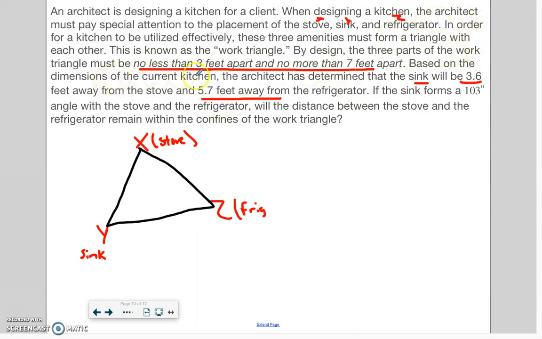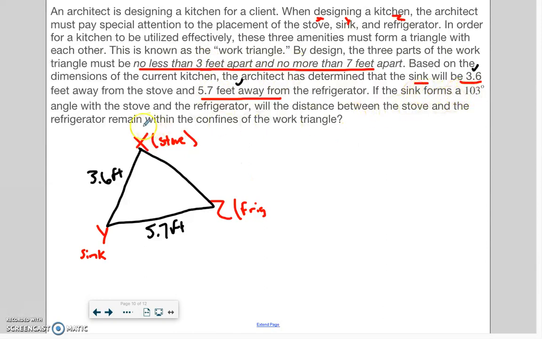So we know that the dimensions of the current kitchen, that the architect has determined that the sink will be 3.6 feet away from the stove. And the sink will be 5.7 feet away from the fridge. So check, we got that marked down. Check, we got that in our picture. We're hoping that this distance right here has to be between 3 and 7. So far, we're good. 3.6 is more than 3 feet. 5.7 is less than 7, but bigger than 3.